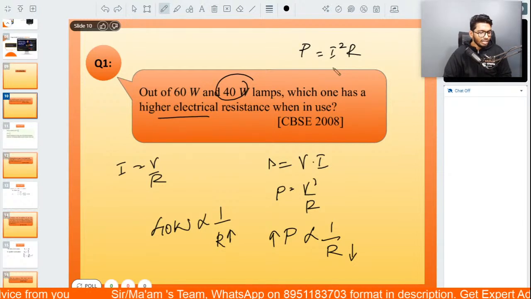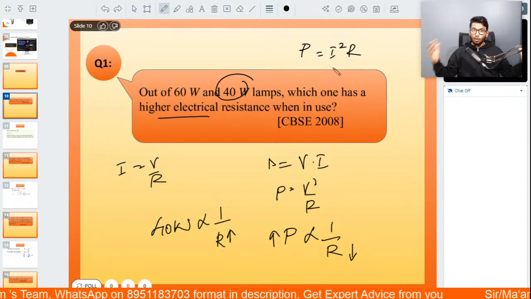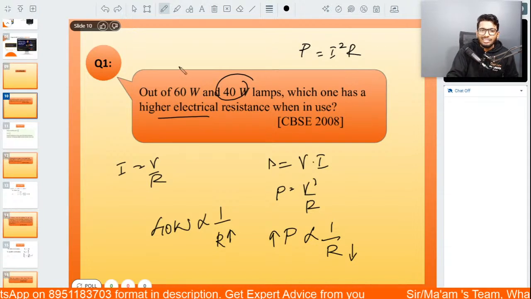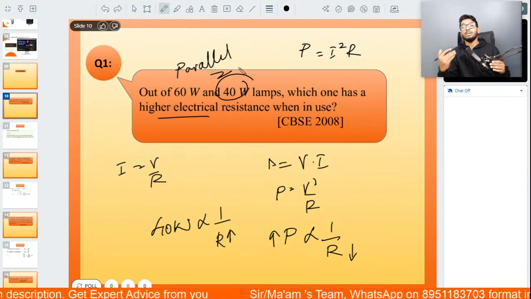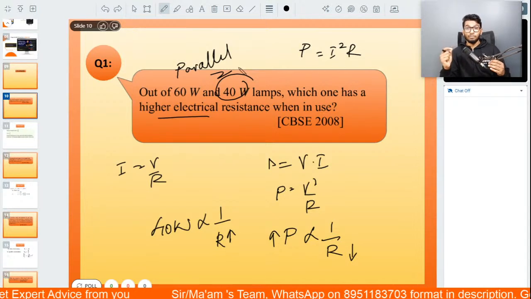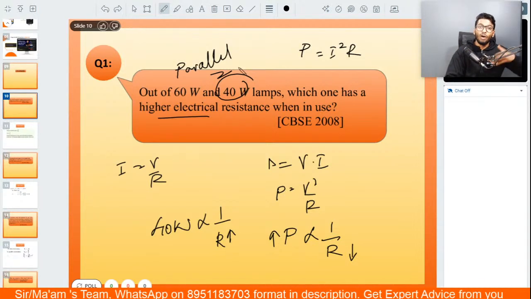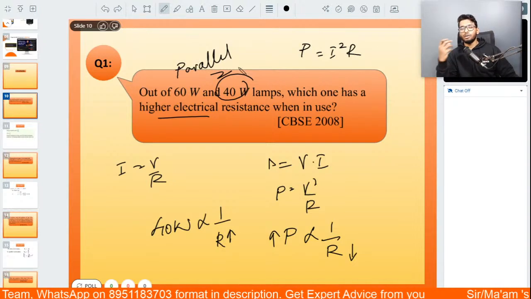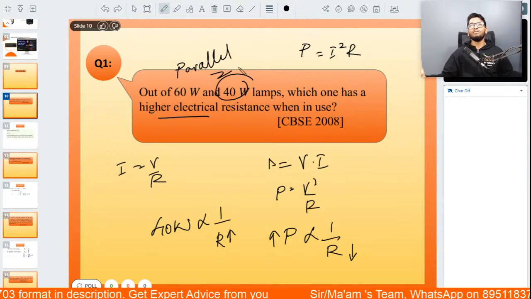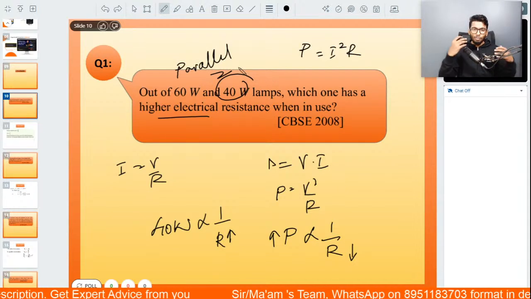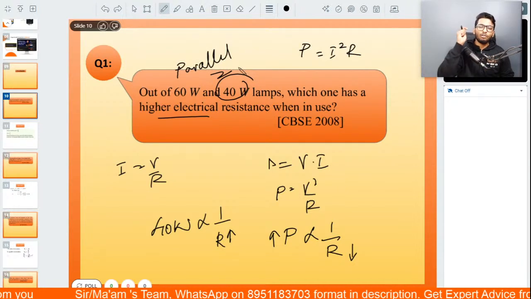When you talk about lamps at home or any electrical connection in homes, we always connect them in parallel. The reason why we connect them in parallel is because we want the voltage to be same. And one of the other major advantages is that in parallel connection, even if one of them gets fused, the other one would continue to work. And that is very, very important when it comes to real world application. So when you talk about real life examples, in most cases than not, it would be connected in parallel.